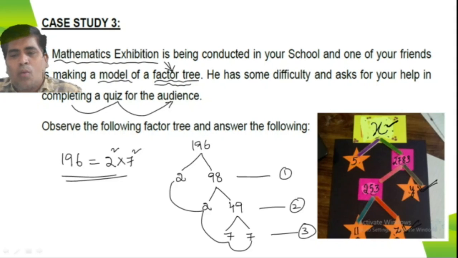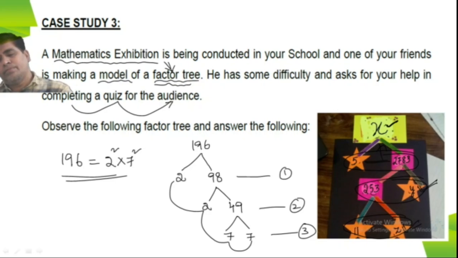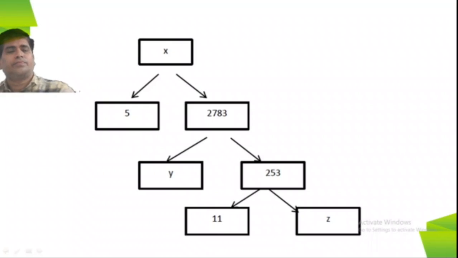So what is x? We have expressed x as a product of these two numbers. To get x, you multiply these two. Here also the same thing: 2783 is expressed as a product of these two terms, so if you multiply these two, you will get 2783. Similarly, 253 we can write as a product of 11 into z. So this is the mechanism. Based on this, we have to solve the sum.